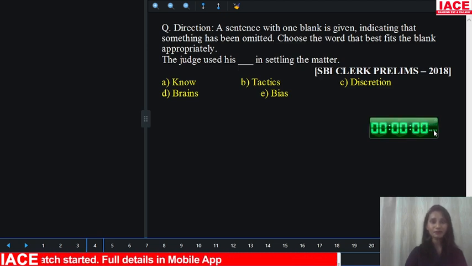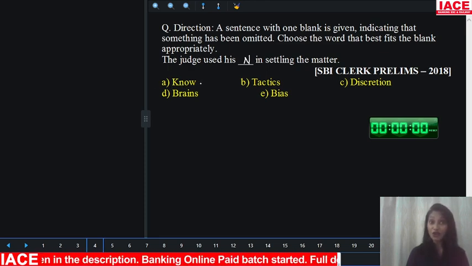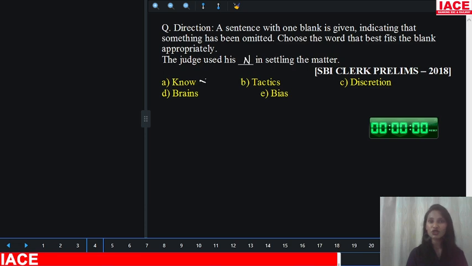Well, your time is up. So here is a sentence with a blank in it. The judge used his dash in settling the matter. Used his what? So here we require a noun form. Used his what? What did he use? No, no. How can it be no? Used his no? Doesn't give sense. If it is knowledge, you can say used his knowledge. Yeah, you can take. But no, no way. Brains, used his brains in settling the matter.